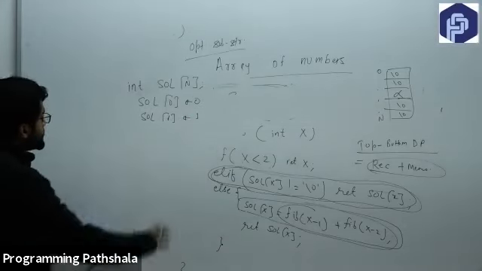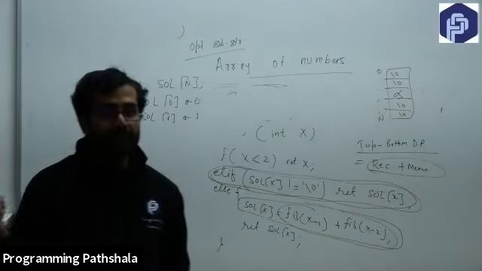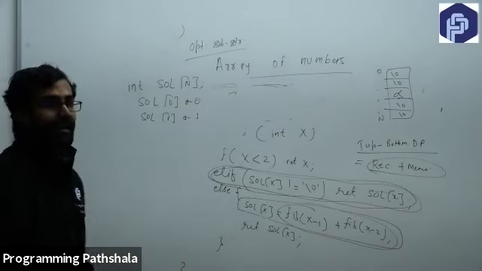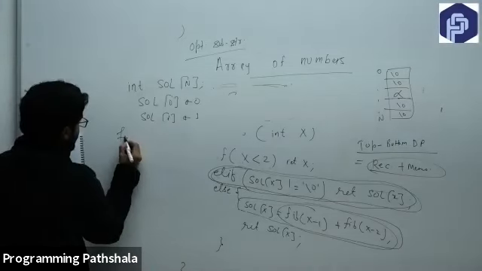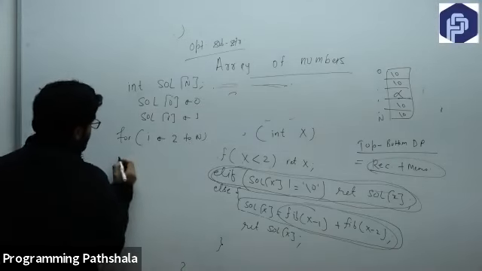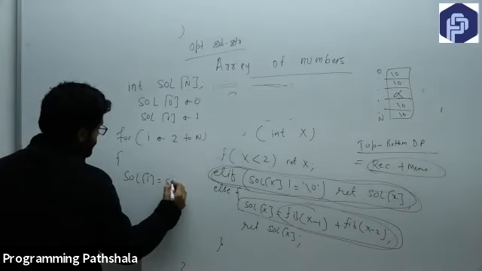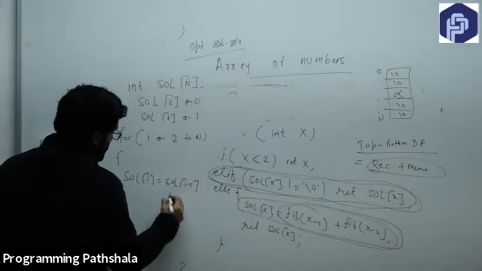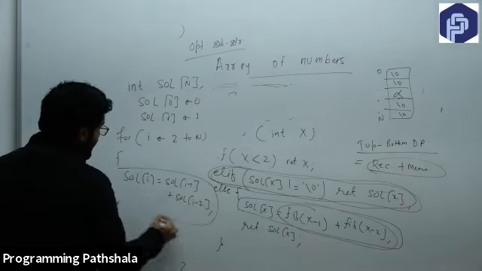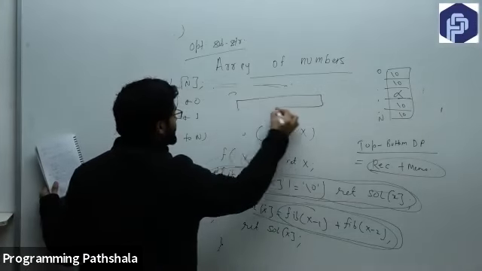Now start building the value of Fibonacci numbers starting from I equals 2 till n. So for my I varying from 2 till n, I can simply write this code: solution of I is solution of I minus 1 plus solution of I minus 2. I can comfortably write this because I am populating this solution array in a sequential fashion.